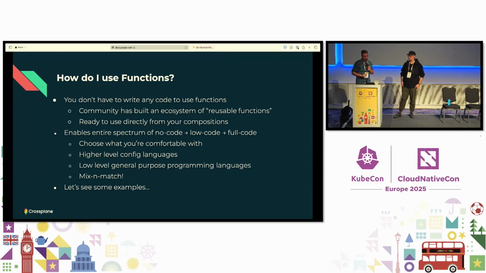Use the language that you're most comfortable with. Maybe that's a high-level config language. Maybe that's a lower-level general-purpose programming language. It doesn't matter. Use what you want, and then you're not stuck with only that language. Each function in that pipeline could be whatever language you want. So you can mix and match, and build the platform in the way you're most comfortable with.